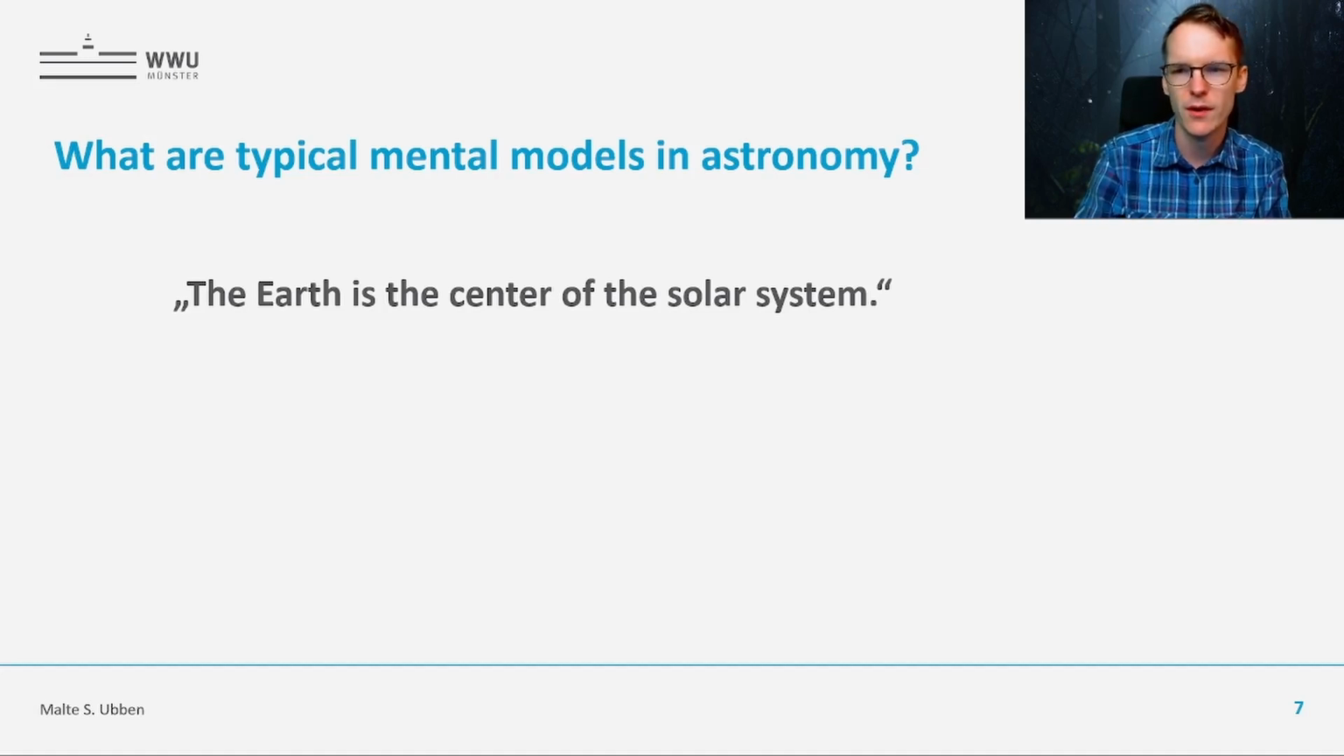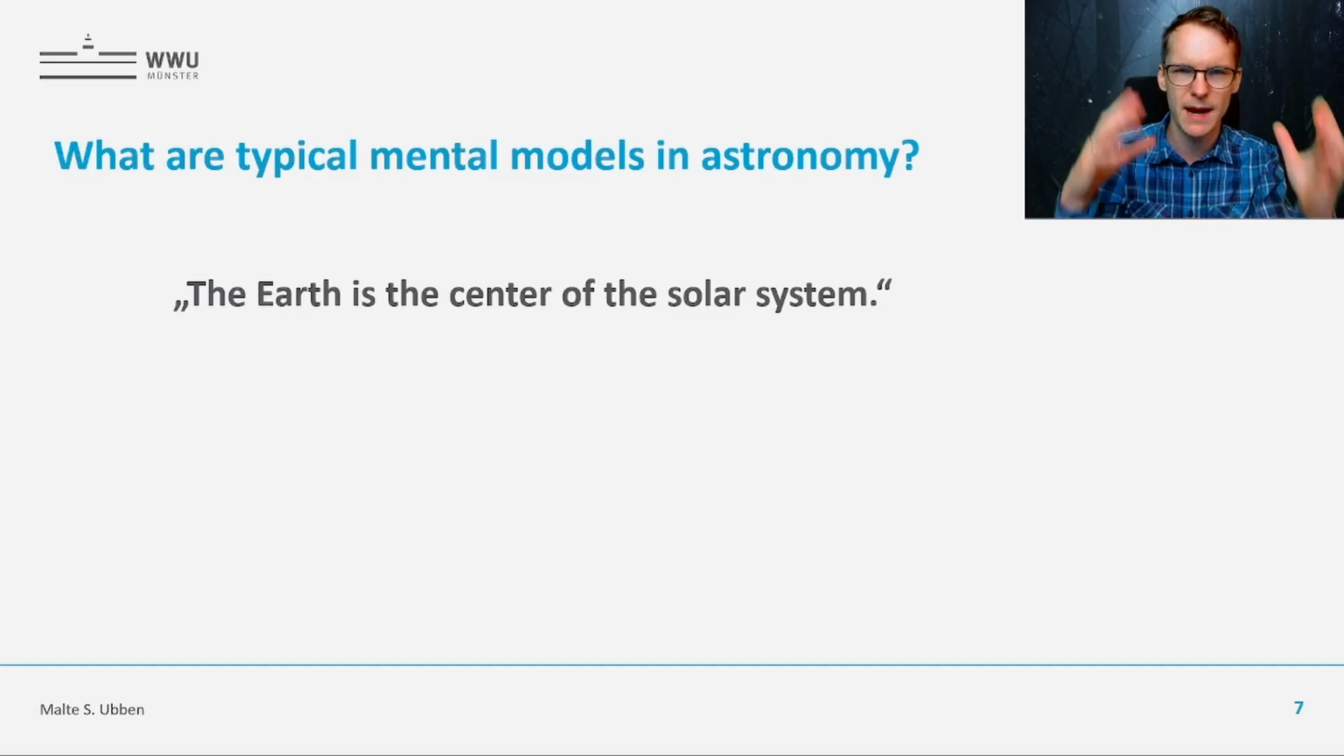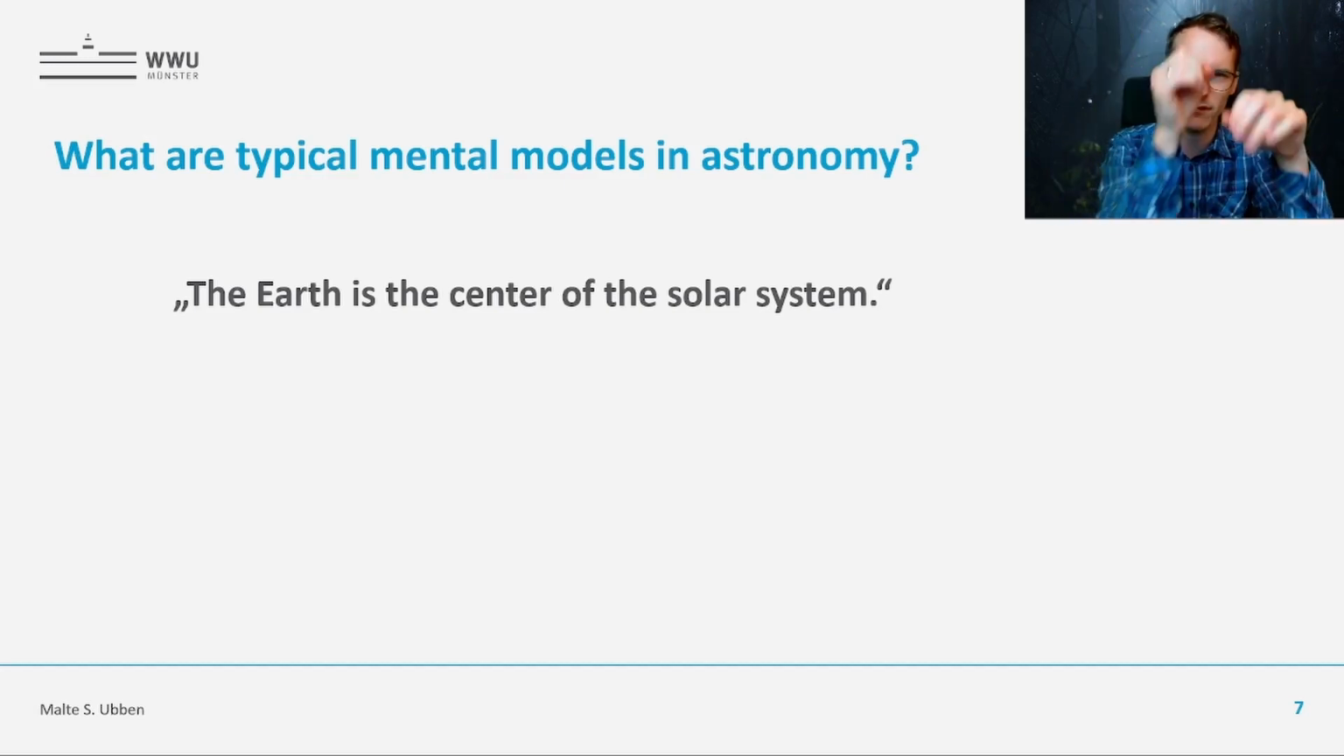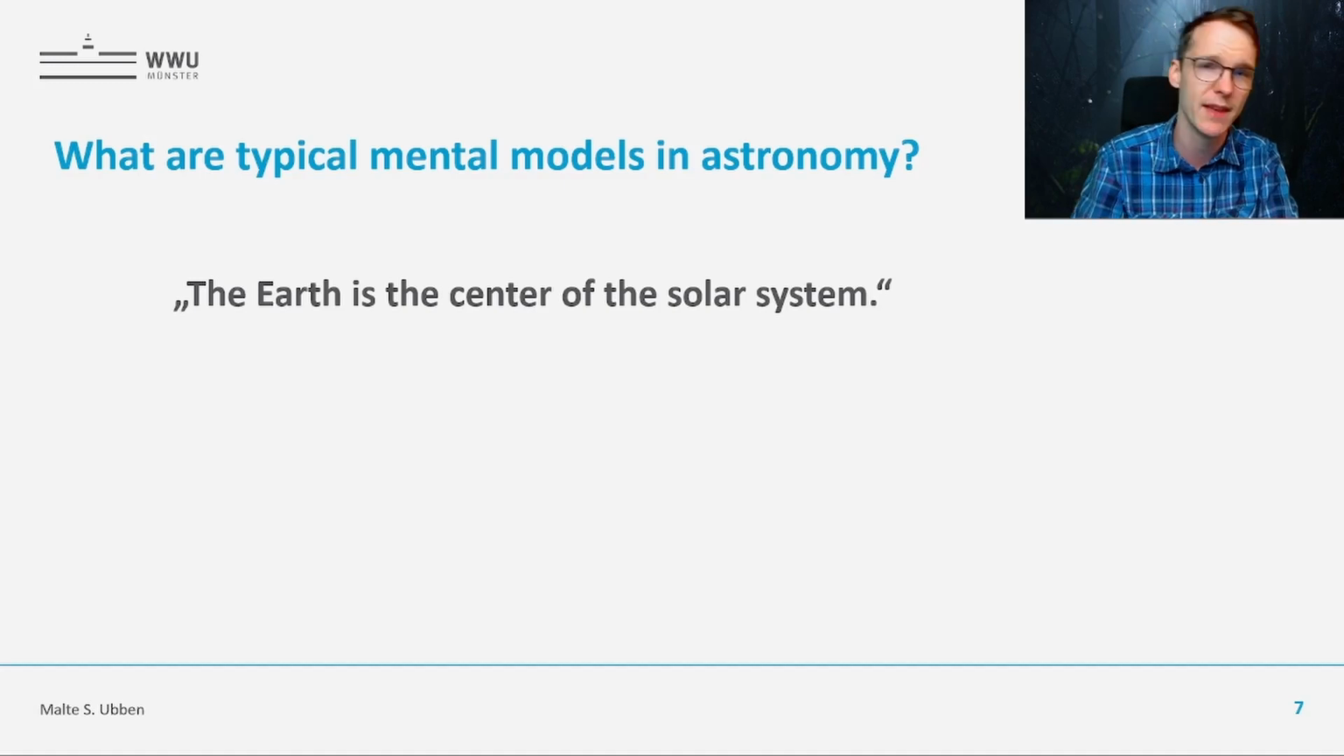So the first one is the Earth is the center of the solar system. That is a pretty old misconception, I would say. We've known for a long time that it's actually the other way around. The sun is the center of the solar system. But it might be a mental model where they have Earth in the center and everything revolves around it. They found that's a mental model that young students mainly have.